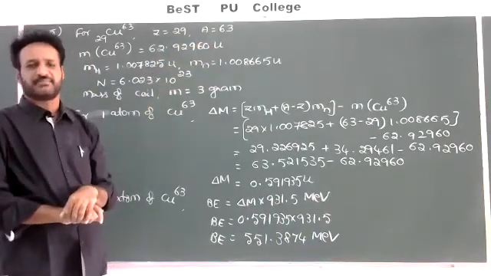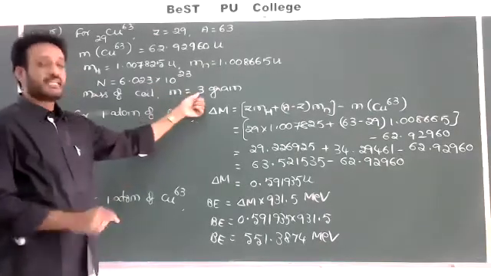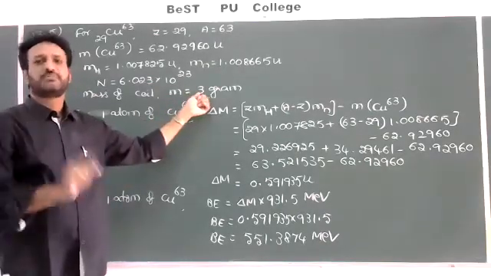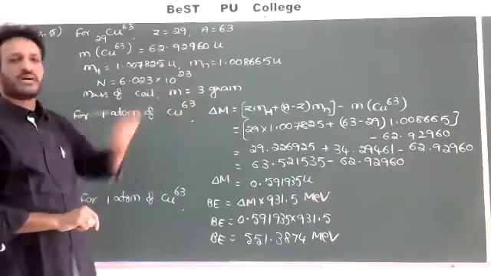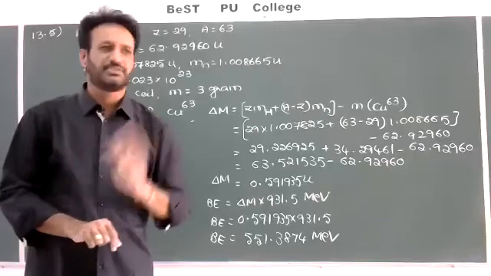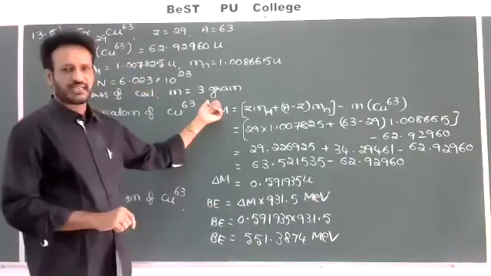Correct? That is for one copper atom. But the question asks how much energy is required for the 3 gram copper coin. So we should first calculate how many atoms 3 grams of the copper coin contains. First, the number of atoms should be calculated.